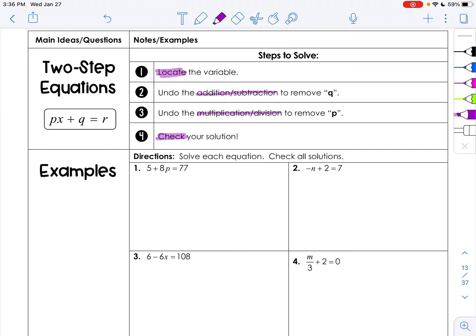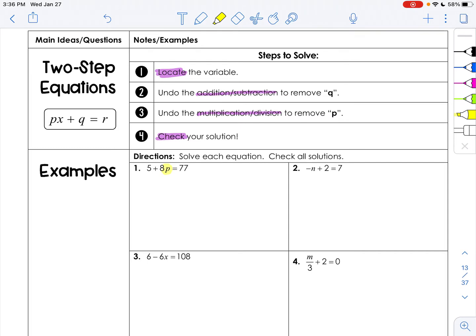So it's kind of like taking our one-step equations and taking two of those and putting them together in one problem. But you always want to focus on the addition and subtraction first and then the multiplication and division. So when you take a look at number 1, you can see that the variable we're working with here is p. And remember, our goal here is still the same. We want to isolate that p so that it's by itself, so that we get an answer of p equals a number. So our goal is going to be to get rid of the 5 in this problem and to get rid of the 8, to move them to the other side.